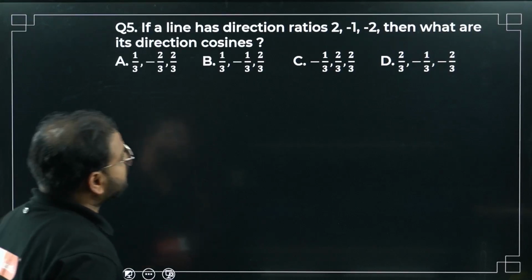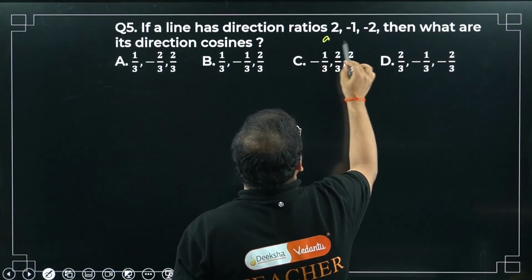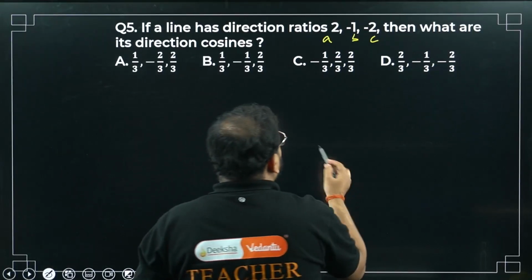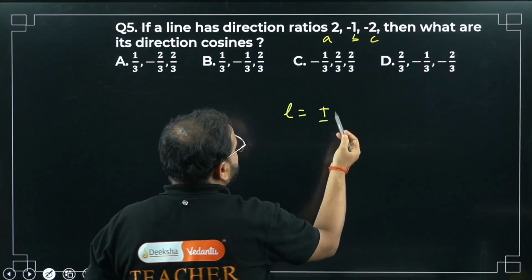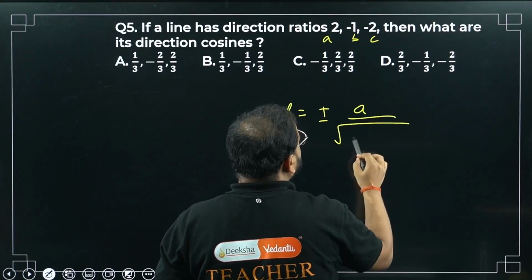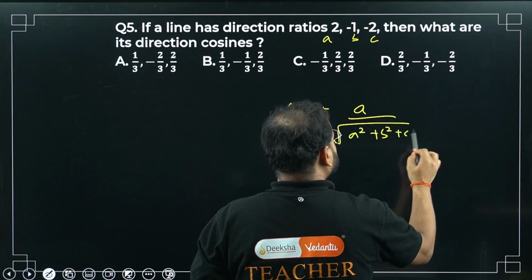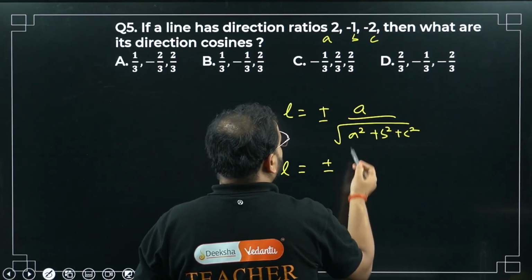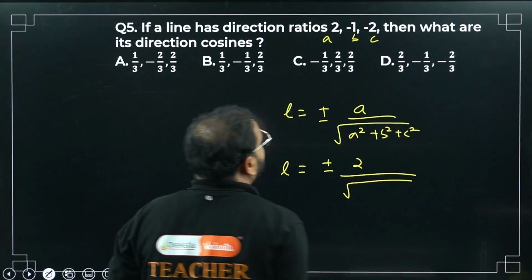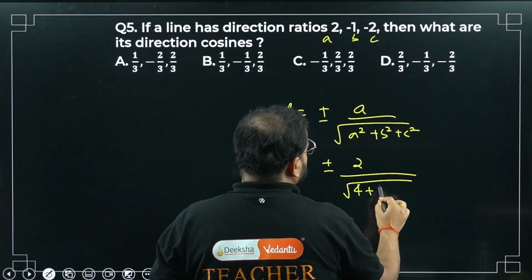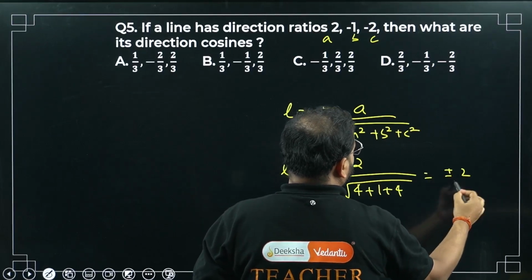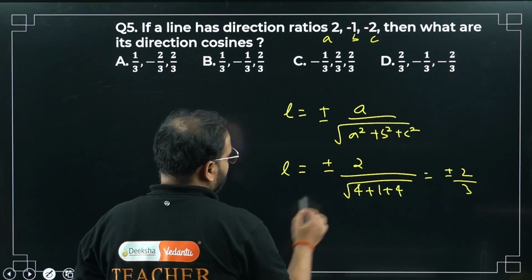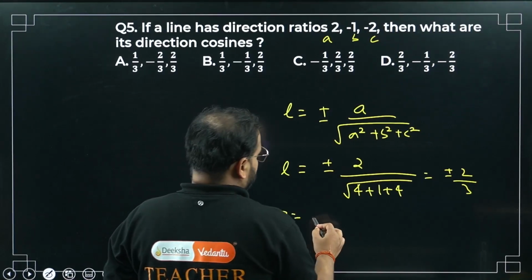If a line has direction ratios given, with values A, B and C, then what are the direction cosines? Remember this? We just did it right now. Plus minus A upon the square root of A square plus B square plus C square. So plus minus, what is going to be A? 2 upon, A square is 4 plus 1 plus 4 again. So plus minus 2 upon 3. 4 plus 4 is 8, plus 1 is 9, root 9 is 3. So plus 2 by 3 or minus 2 by 3. Same way I can write M as minus 1 by 3.